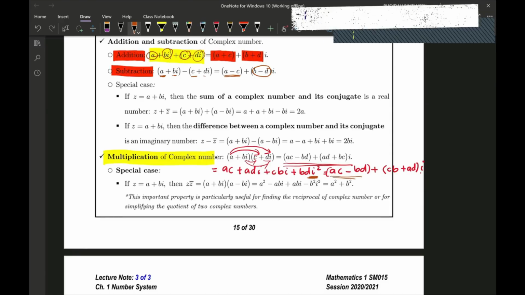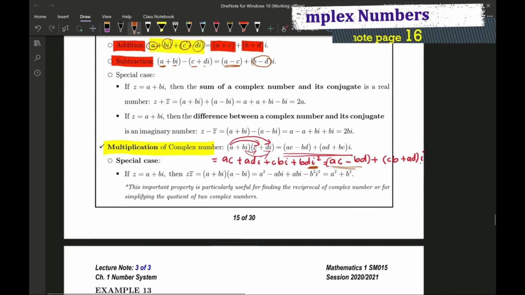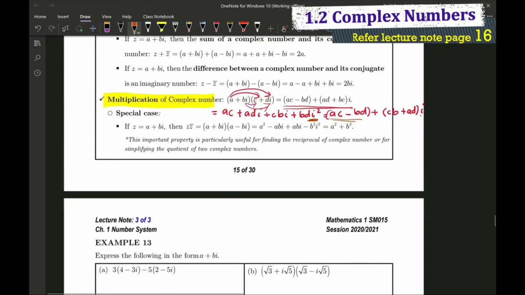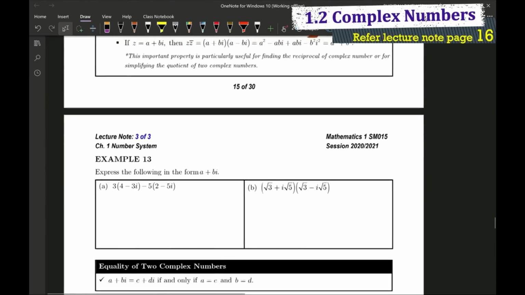Okay, now we go to the examples. Straight away, we try to solve example 13 first, focusing on both A and B. For this one, what should we do? We simply do a normal operation here. This one becomes 12 minus 9i minus 10 plus 25i. So this one involves addition and subtraction of complex numbers.